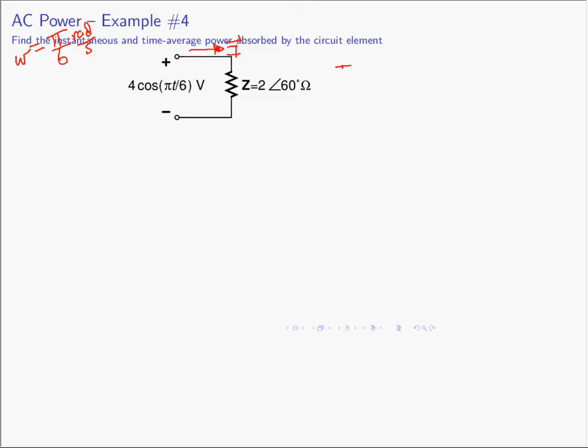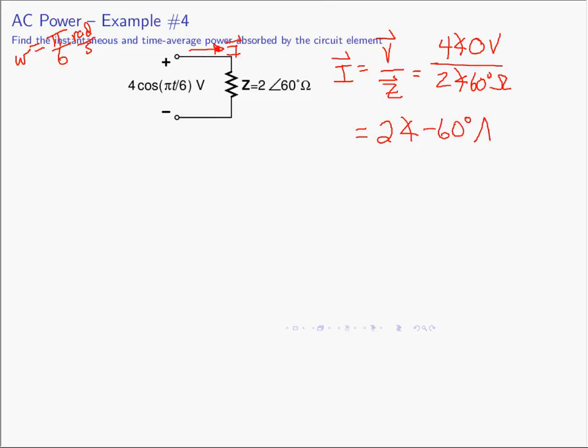The I phasor is the V phasor divided by the impedance, and our V phasor is 4 angle 0 volts, and then our impedance is 2 angle 60 degrees ohms. Now I know that the angle of our impedance is really supposed to be in radians, but I'm just going to keep it in degrees mode to avoid having so many pi's floating around. And so our current phasor is 2 angle minus 60 degrees, and that'll be amperes.